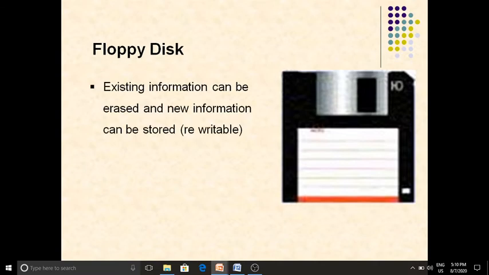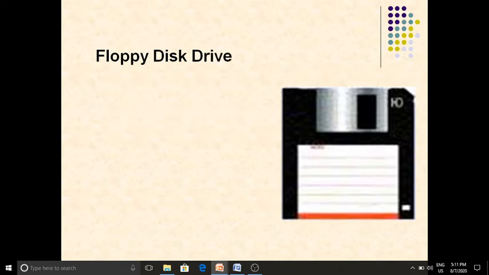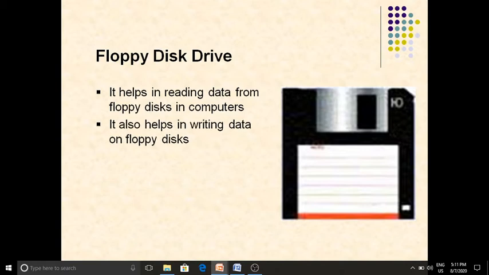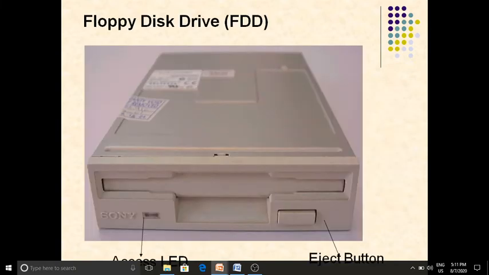Existing information can be erased and new information can be stored. That is, a floppy disk is rewritable. So this is one of the oldest systems, as I have already mentioned. Next, the floppy disk drive helps in reading data from a floppy disk in computers. It also helps in writing data on a floppy disk. It also helps in deleting files on a floppy disk.